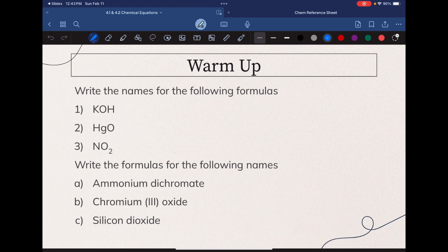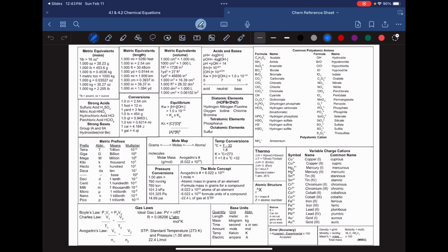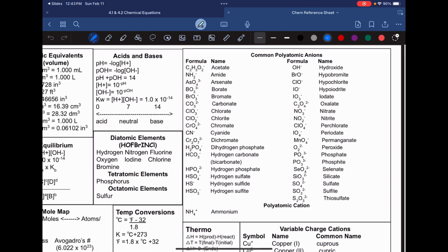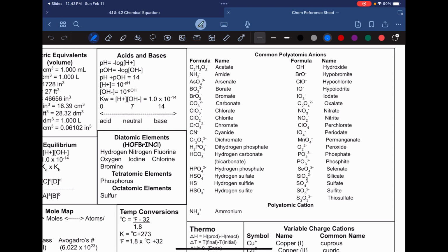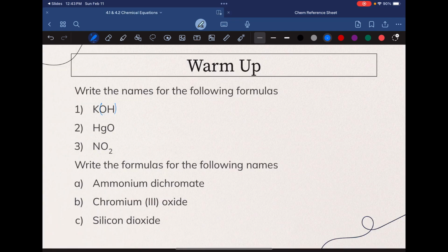KOH, if you know, OH is our polyatomic. How can you figure out if it's a polyatomic? Well, we kind of went over them, and they are also on the back of your reference sheet. They are in this upper corner. So, K is potassium. OH is hydroxide. So the name for this formula is potassium hydroxide.